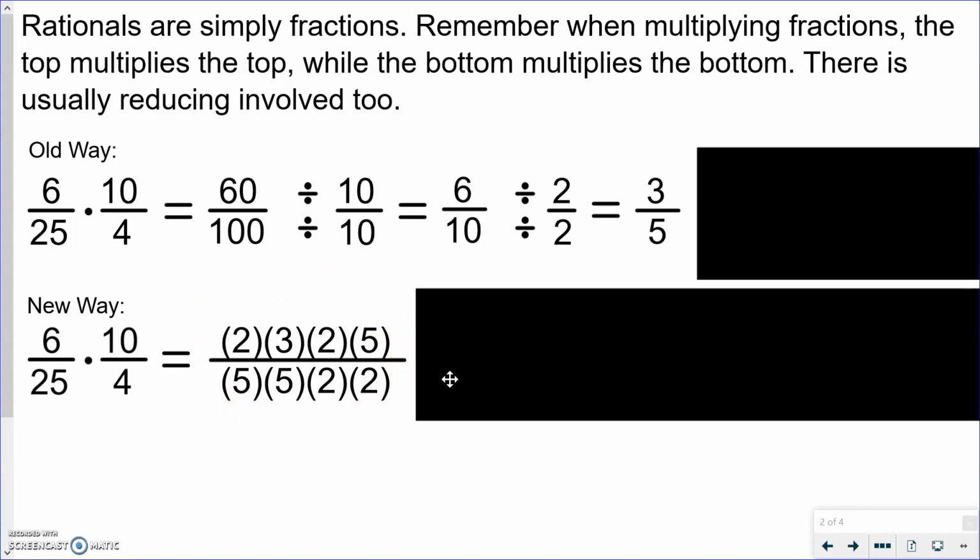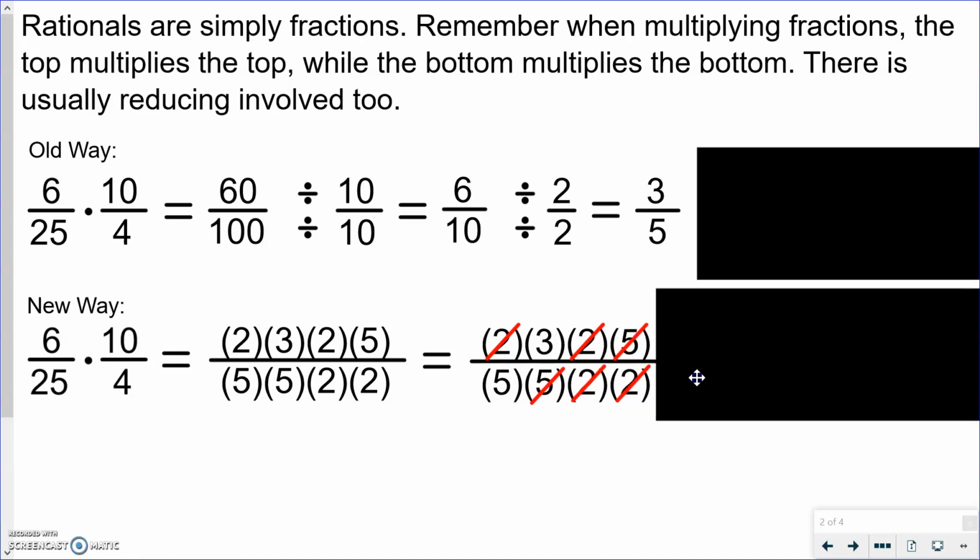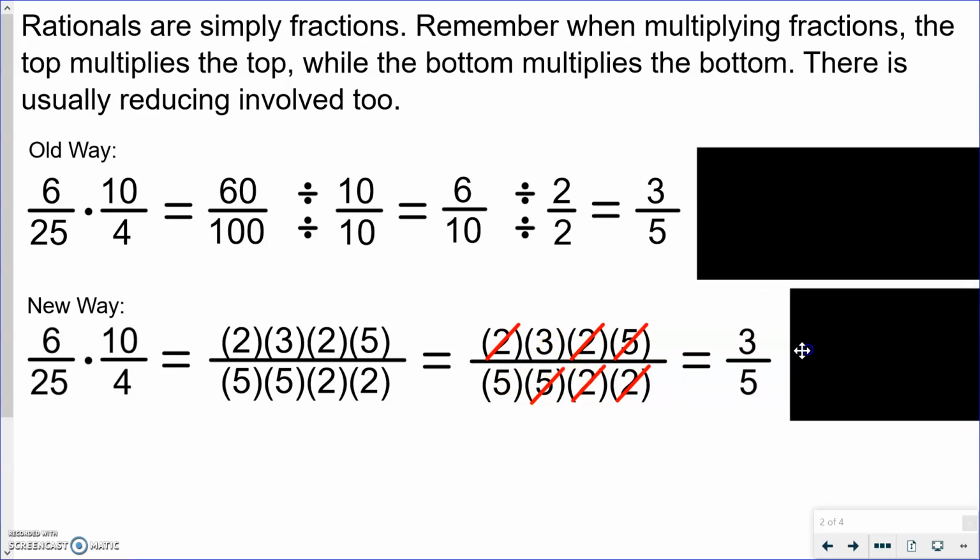Next, hopefully you remember, if it's something on top and bottom, they cancel out. So you cross things out one at a time in pairs. So for this first 2, cross out one of the 2's on bottom, then this other 2, cross out the other 2, then this 5, cross out that 5. What's left over is your answer. If there's single things, they multiply, but it's just a single 3 on top and a single 5 on bottom.